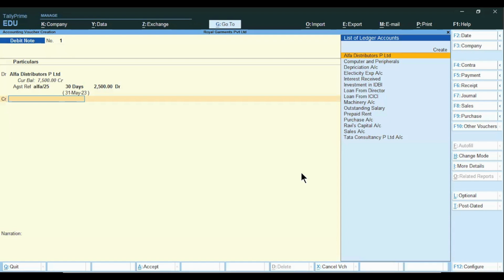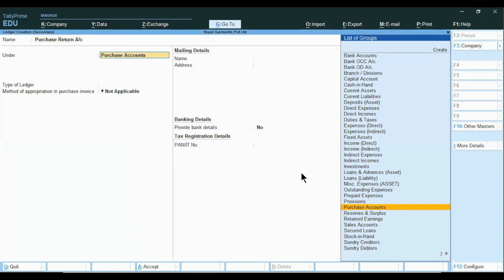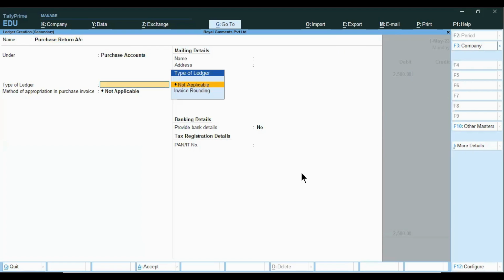So we don't have this ledger, we will create it. Alt C, purchase return account, which is always in purchase account only. The grouping will be purchase account. Rest of the things as it is, I'm pressing Ctrl A from my keyboard.